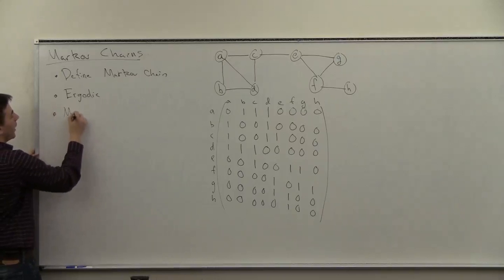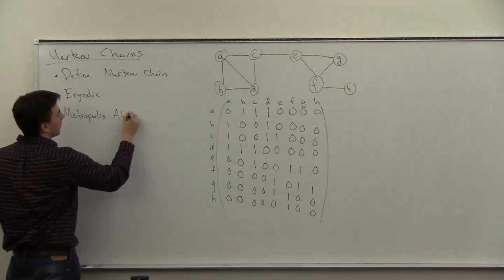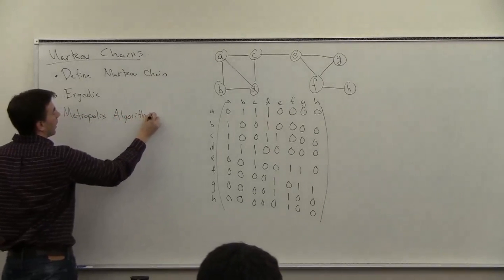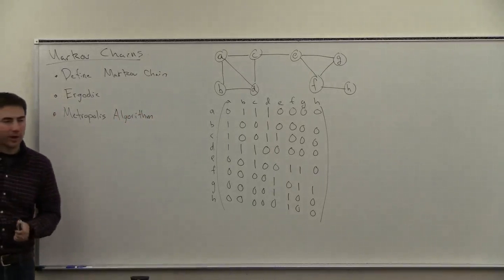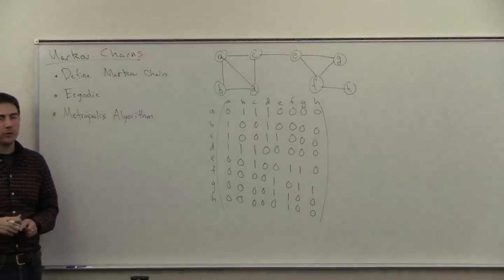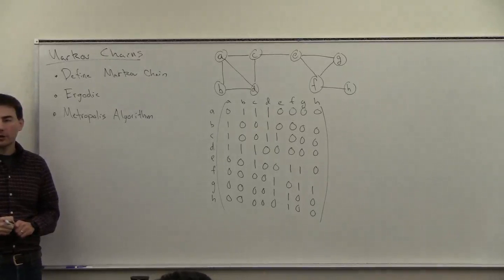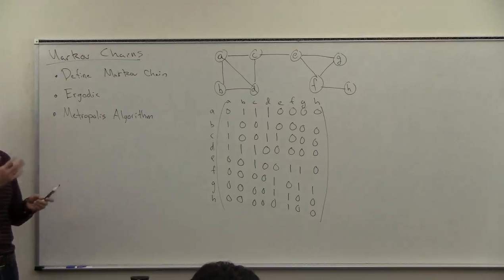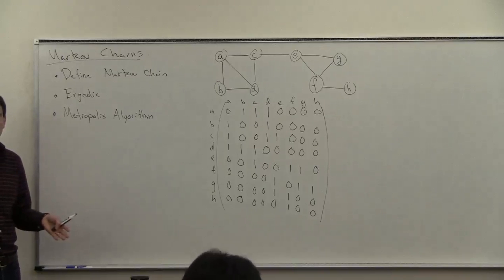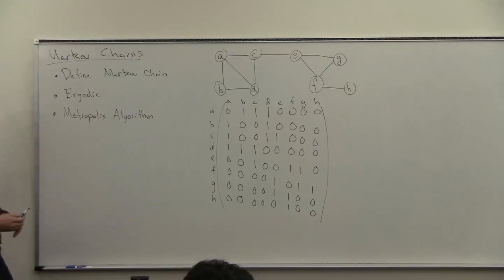And then we'll talk about one application of Markov chains called the Metropolis algorithm. So who's heard of the Metropolis algorithm? Markov chain Monte Carlo? The Metropolis algorithm is basically the same thing as that. Markov chain Monte Carlo is sometimes called the Metropolis-Hastings algorithm. The original version is called the Metropolis algorithm. So we'll talk about that.